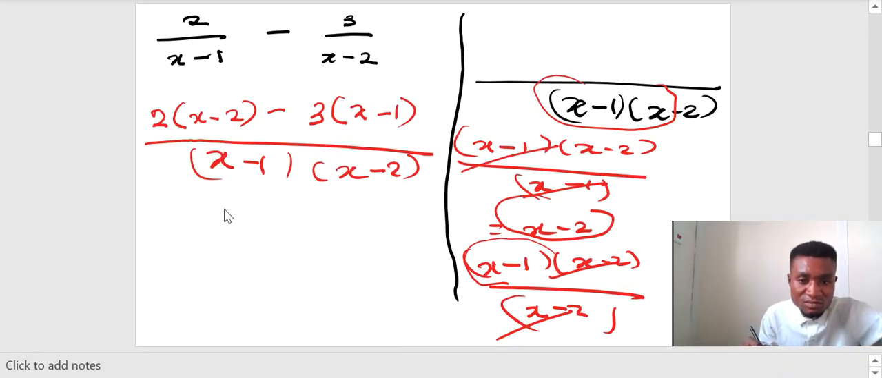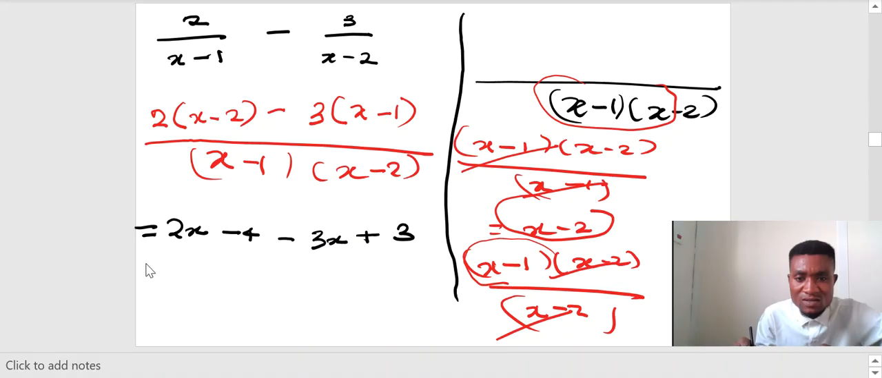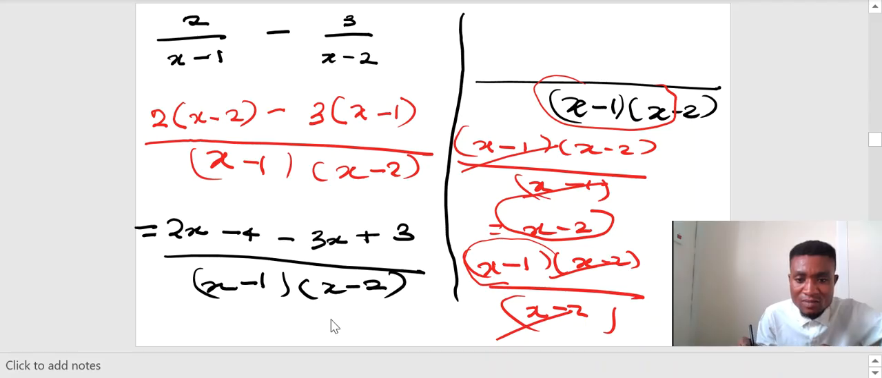From here, you can decide to expand. Multiply 2 by x, we have 2x. 2 multiplied by 2, we have minus 4. 3 multiplied by x, we have 3x. Remember, there is a minus here, so you include it. Minus times minus gives us plus. 3 times 1 gives us 3. Divided by what? x minus 1, x minus 2.